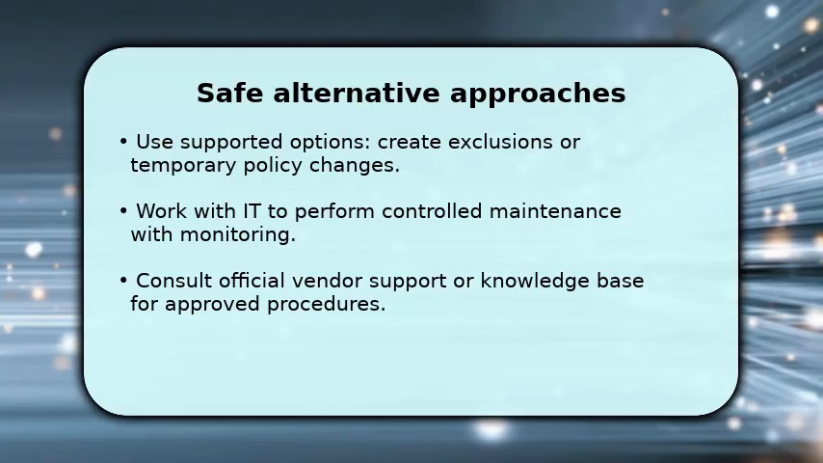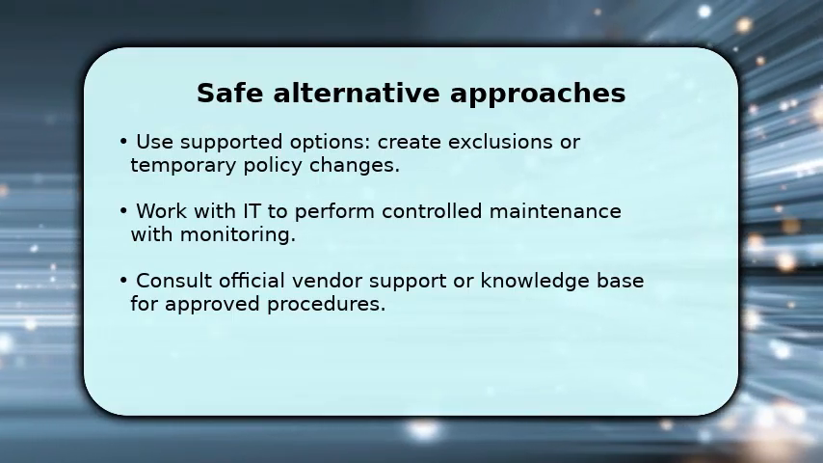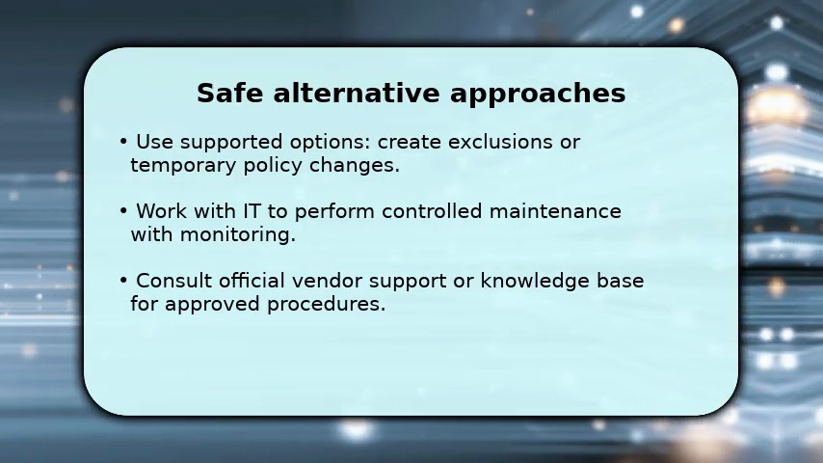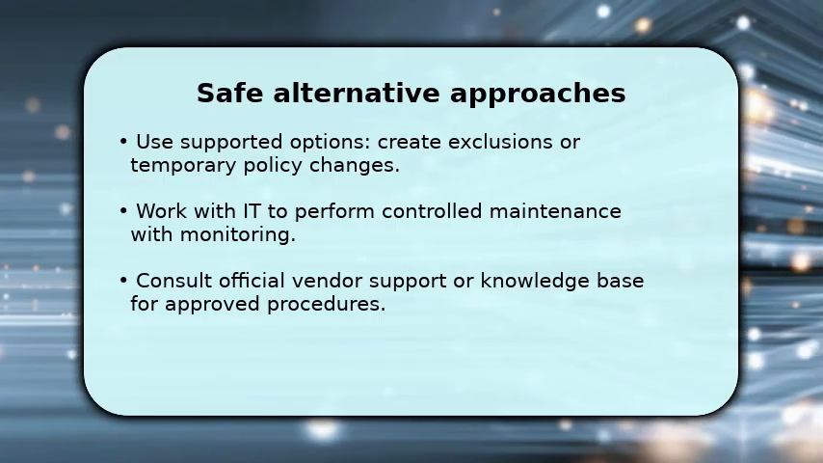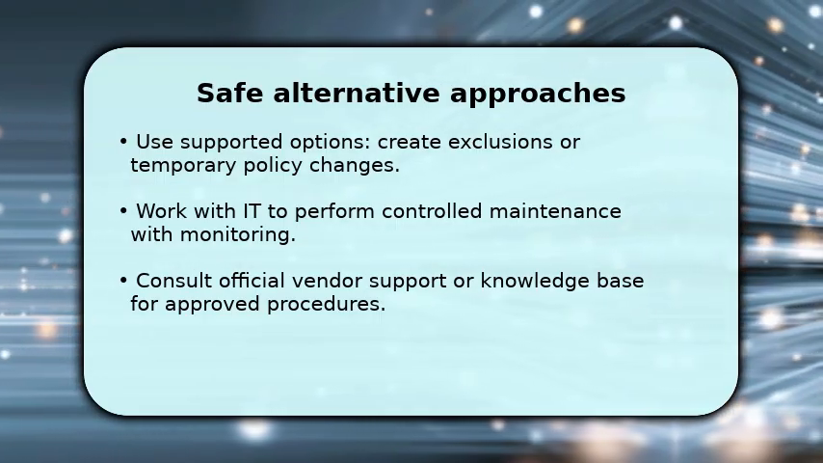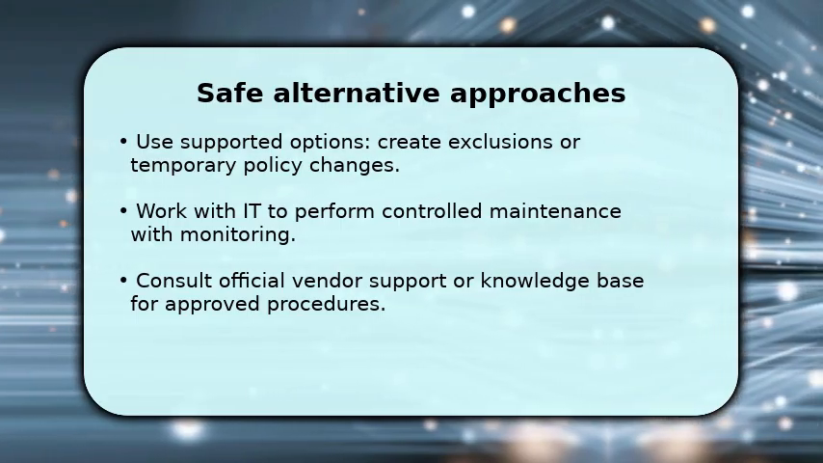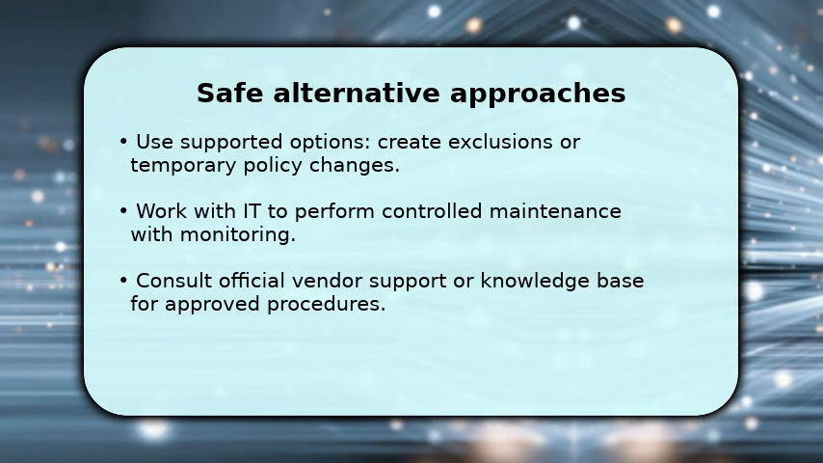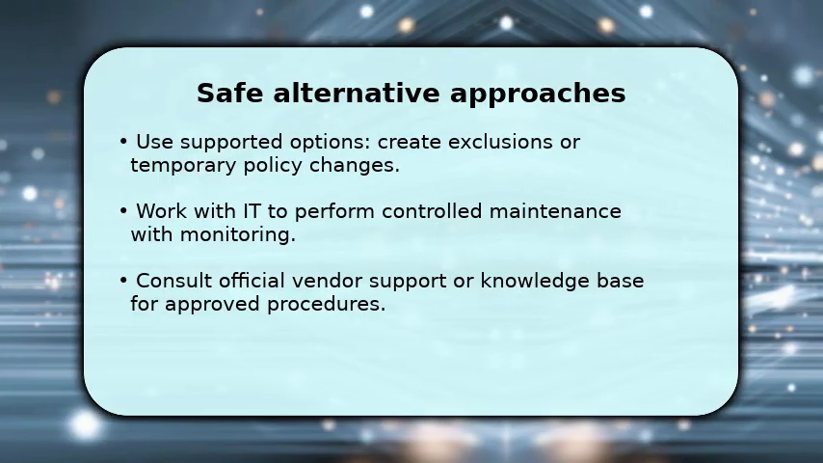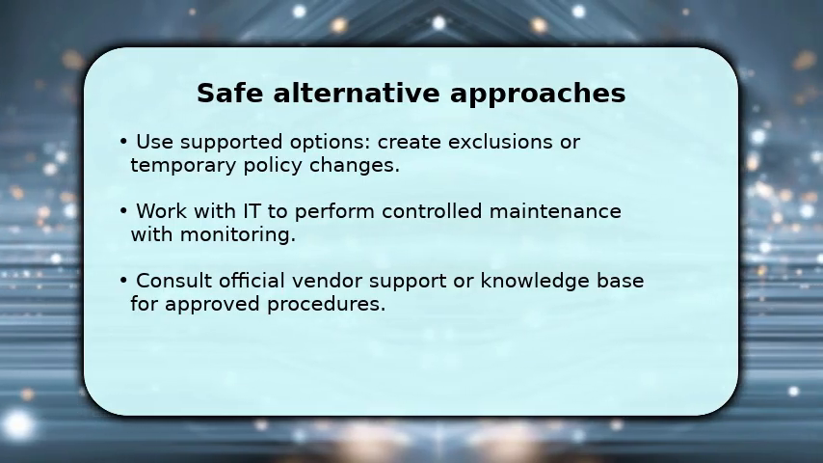Rather than turning protection off, consider supported alternatives that preserve security. For example, ask IT to add file or process exclusions, apply a temporary policy change through the management console, or schedule a supervised maintenance window with logging and monitoring. Once done, revert changes immediately. If a software installer requires an exception, get a signed exception and document it. Make sure to follow your organization's change control and retention rules to stay compliant.